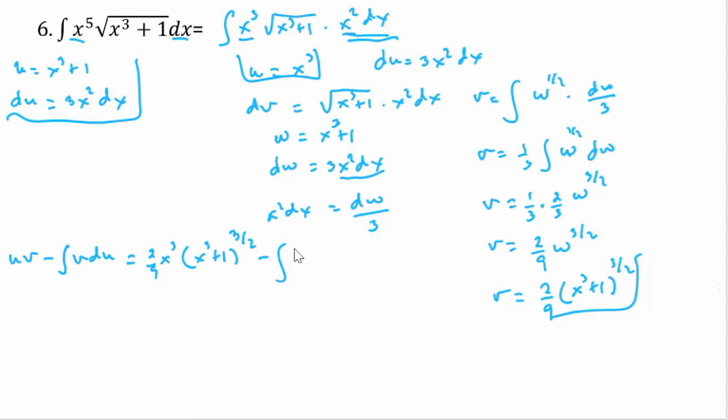Minus the integral of 2 over 9 times (x cubed plus 1) to the power of 3 halves times the value of du. Now we have 3x squared dx. So simplifying the second term, I'll just copy this one.